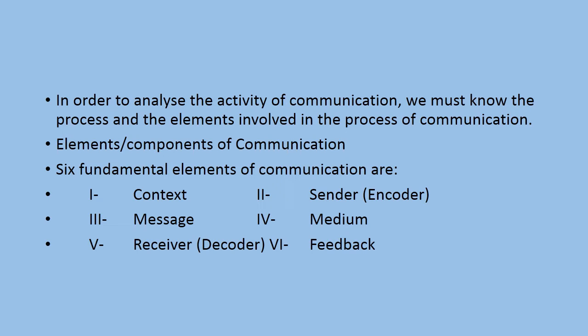In order to analyze the activity of communication, we must know the process and the elements involved in the process of communication. So let's see what are these elements or components of communication. There are 6 fundamental elements of communication, and these are context, sender, that is called encoder of the message, and third one is message, fourth is medium, fifth one is receiver or decoder, and the sixth one is feedback. So there are 6 elements in the process of communication.